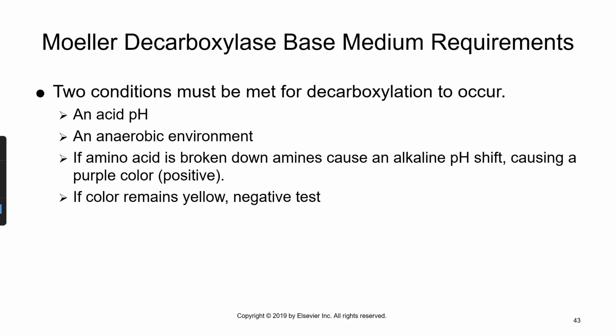Two conditions must be met for decarboxylation to occur. It has to have an acid pH and an anaerobic environment, and if the amino acid is broken down, amines cause an alkaline pH shift, causing a purple color, which is positive. If the color remains yellow, it's a negative test.